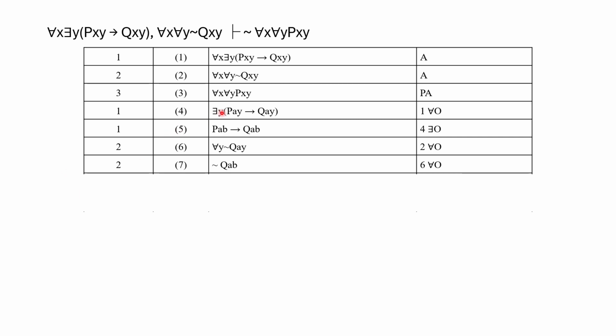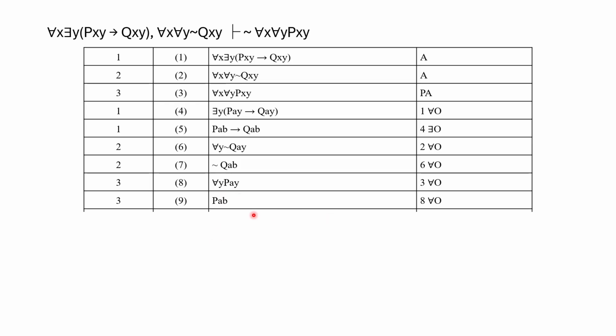So the next step will be to get the universal quantifiers out on this statement up here in 3. So again, what's going to be most advantageous is if I replace the x with an a, because that will match this antecedent, and then I can replace the y variable with a b to get PAB here in line 8. I can derive that in line 9. So now I have a conditional statement, got the left side, so I can get the right side. So 5 and 9, arrow out.